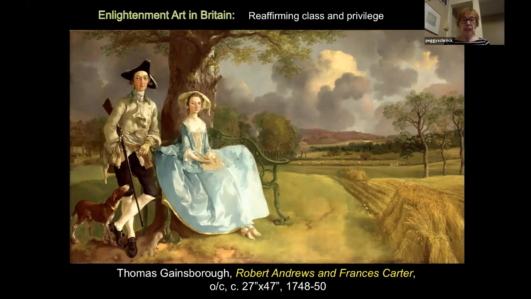Now, when you first look at it, it's sort of an odd looking portrait. We don't usually see the couple way over on one side, and it seems really out of balance, but it's not when you realize it's not just a portrait of them. It's a portrait of them on their land, and it's just as much a portrait of the land. This is very much about class and privilege and reaffirming the social structure as it was at the time.